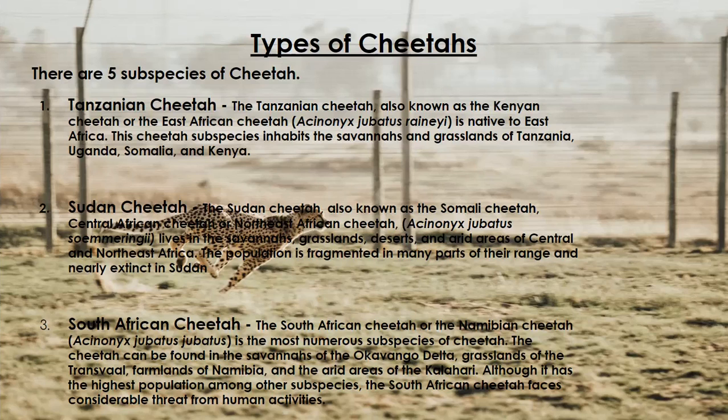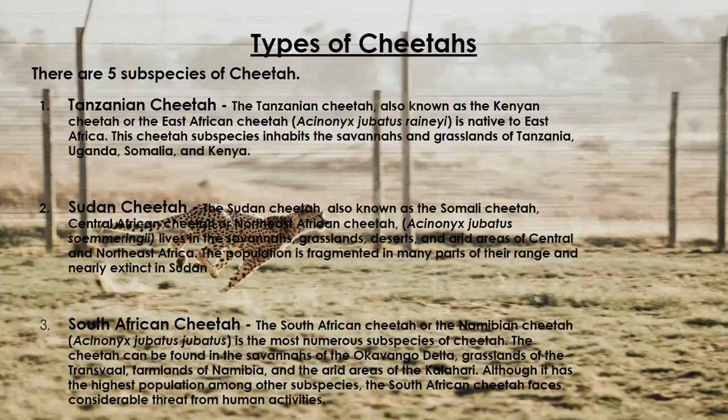Next, we have the Sudan cheetah, also known as the Somali cheetah, Central African cheetah or Northeast African cheetah. It lives in the savannas, grasslands, deserts, and arid areas of Central and Northeast Africa. The population is fragmented in many parts of their range and nearly extinct in Sudan. So that means they are separated into small groups, and nearly extinct in Sudan.